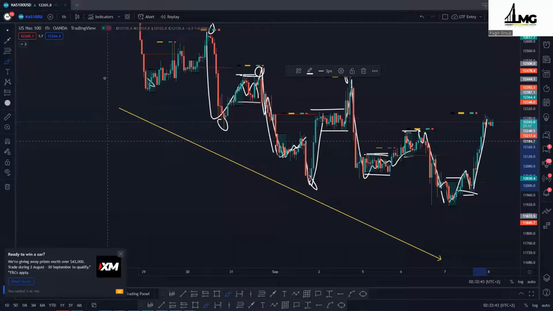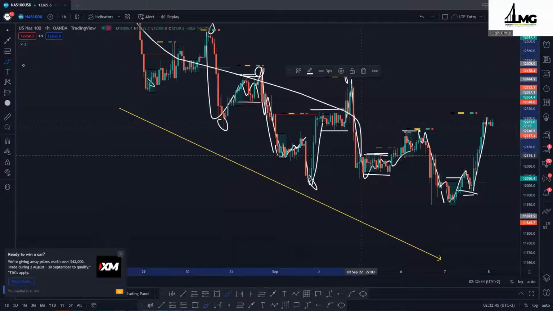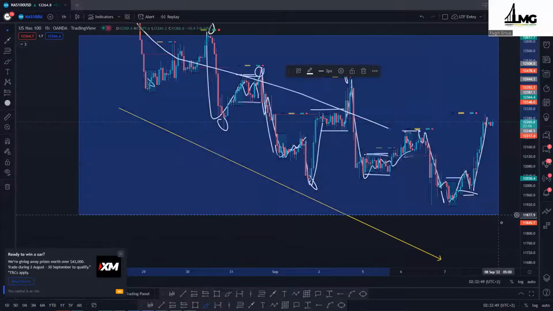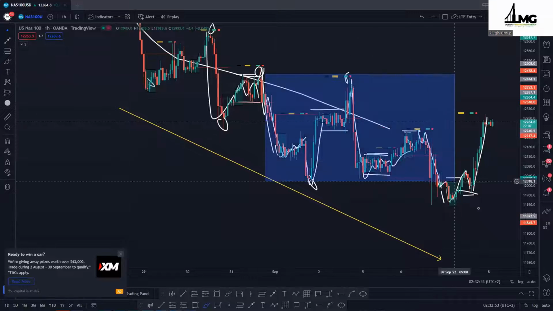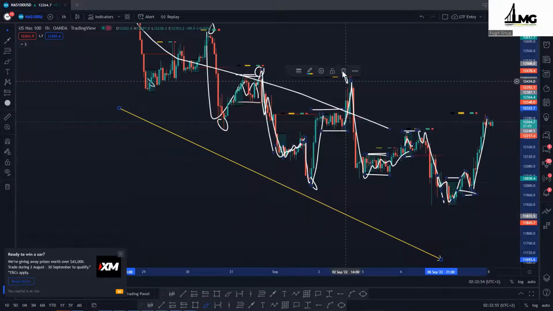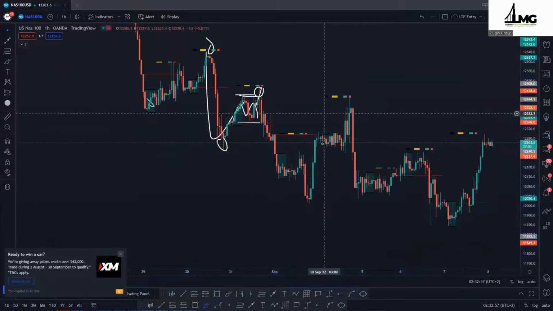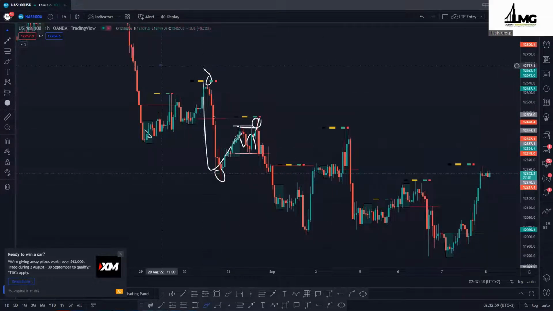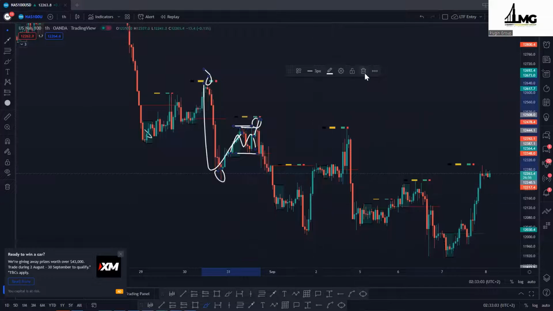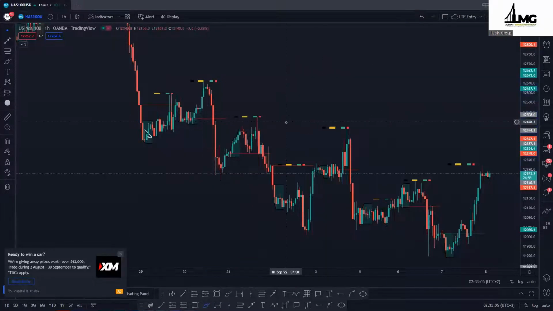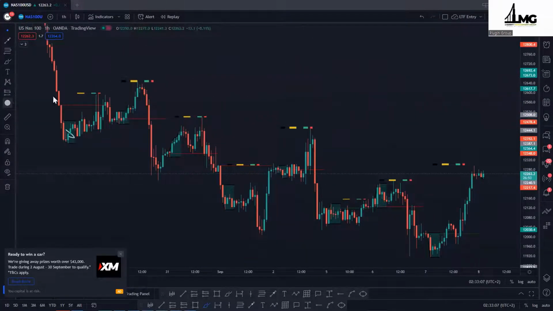Okay, so let me try to clear up these charts. Okay, so in this example, I'm going to show you guys the premium levels and the discounted levels, right? So here, I'll show you guys, this is the first example.